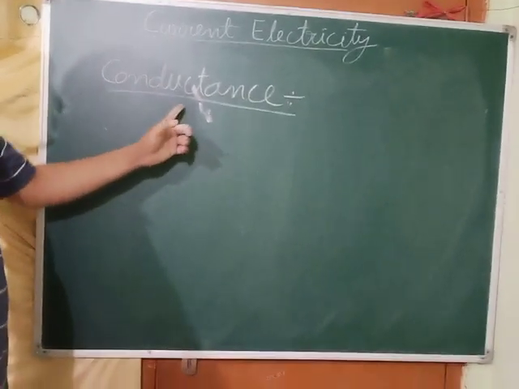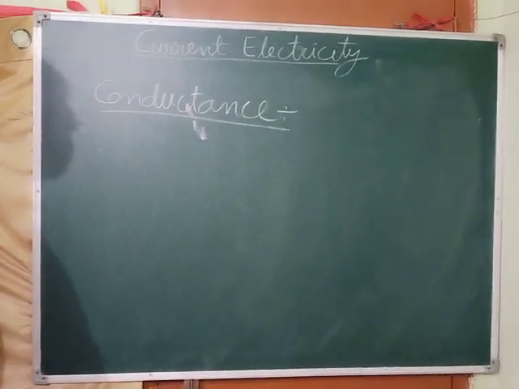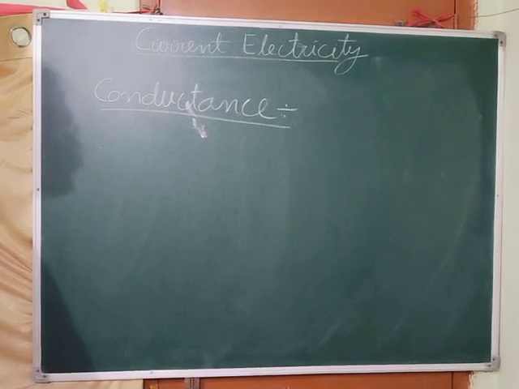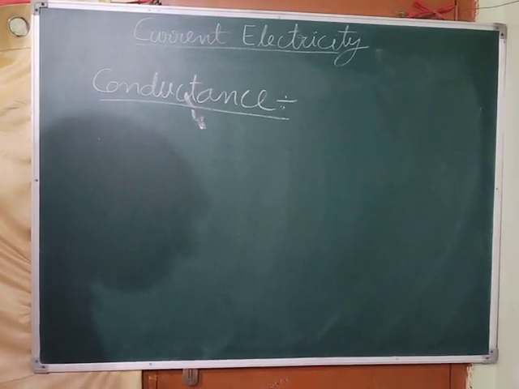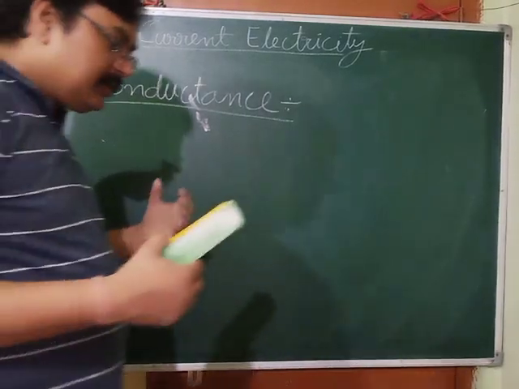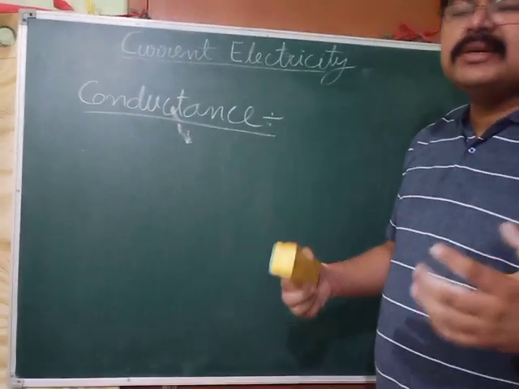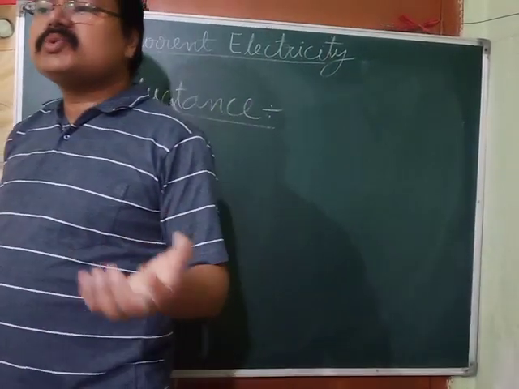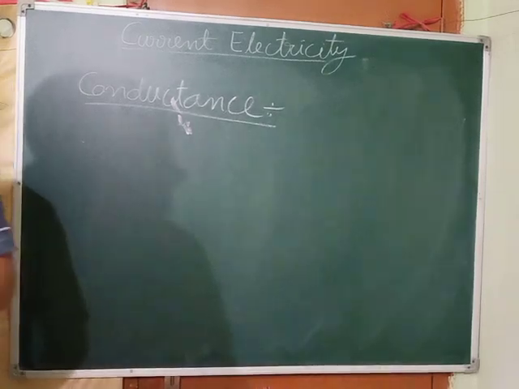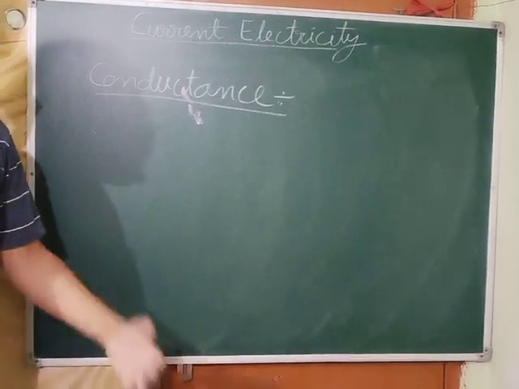Our next topic is conductance. Just note it down, and then we can write the definition of this. Noted. So start writing. The ease with which current flows through a conductor is called its conductance.